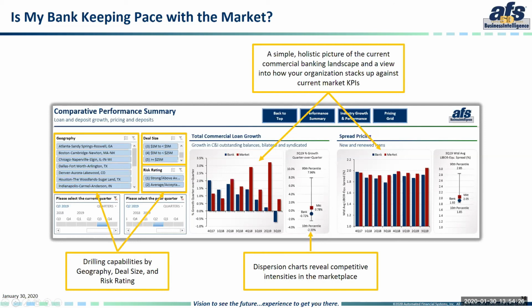So you can track your loan growth versus the market in, say, the Philadelphia MSA or a specific deal size. And in that little box plot there, you can see the dispersion across all the banks in our database. Same thing for spread pricing on the far right. It will respond to all your selections and give you a really nice summary of growth versus pricing in your home turf.